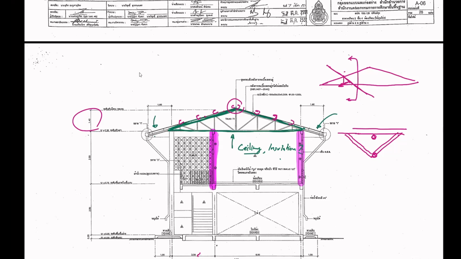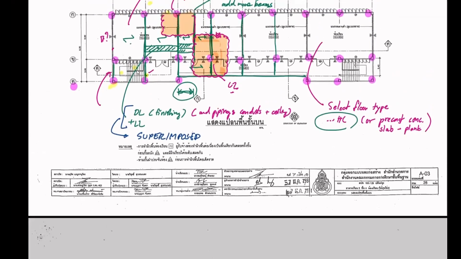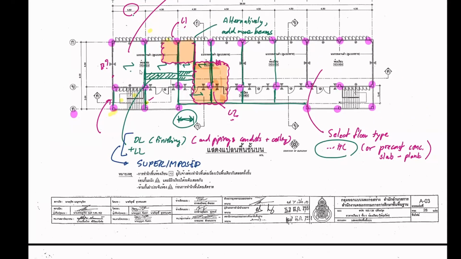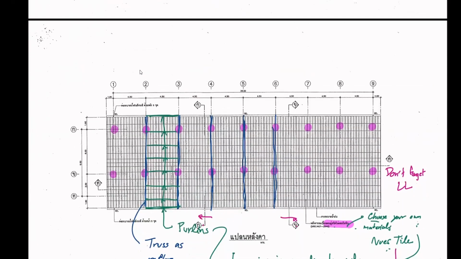So next time, you should just submit the column load diagram and the load on the floor that you put on the beam, okay? And now a column load diagram should also include the load from the roof as well, right?